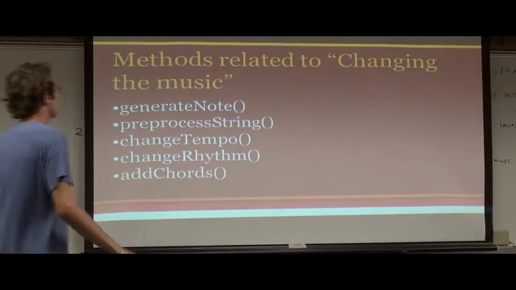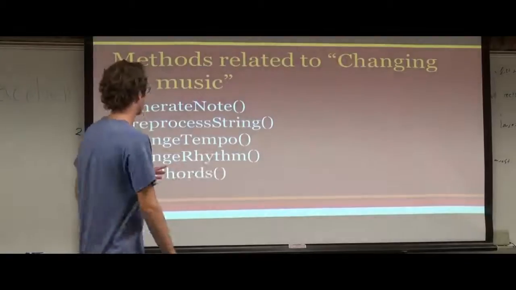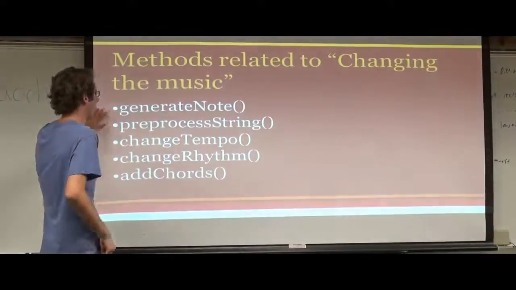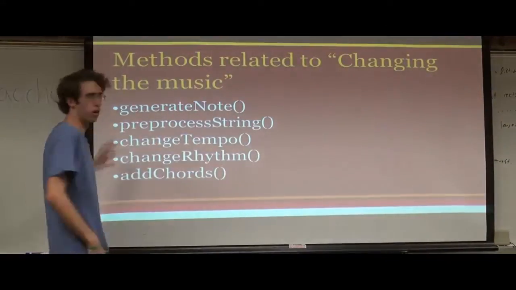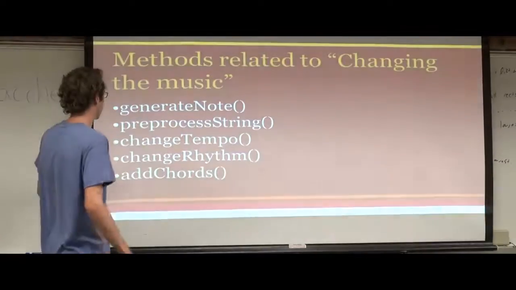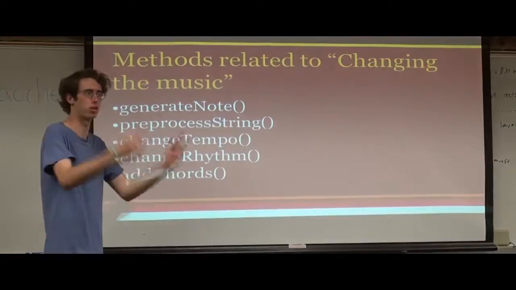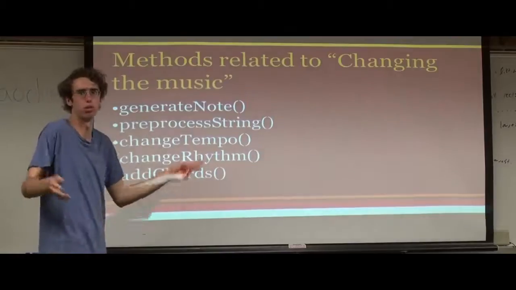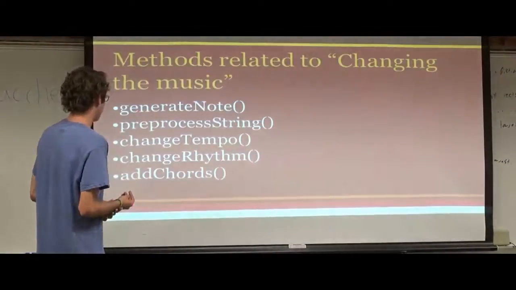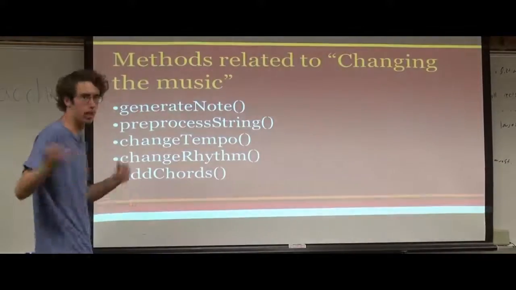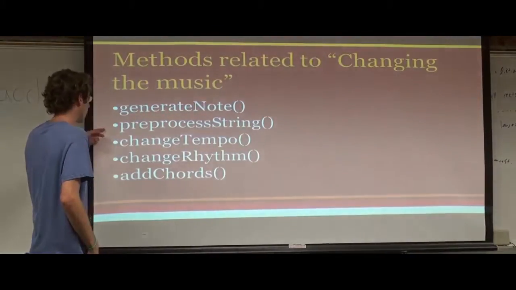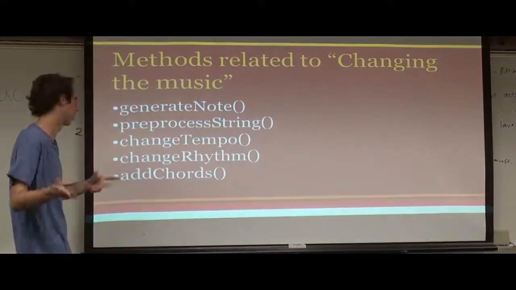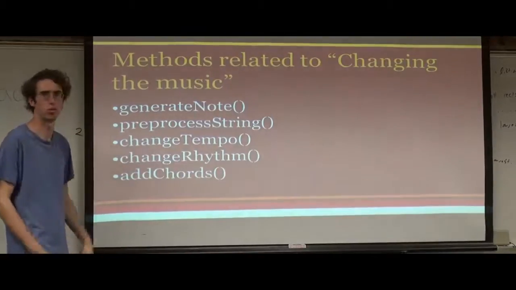Yeah, so here was the basis of our methods that change the music around. Originally we had a method called generate note, and this was a very simple method. We didn't actually include it in the final project because it was just to help us get a basic understanding of what JFugue could do, and that method just consisted of generating a random note from the C major scale. And then when we actually got more into it, we realized we had to process the string, so that was a pre-processed string. And then our three methods here we actually analyzed, and this is change tempo, which changes the tempo, change rhythm, and addChords, which mess with the actual melody itself.